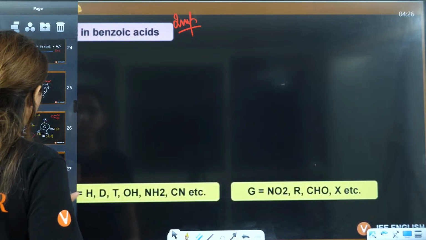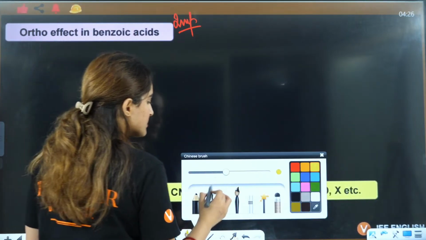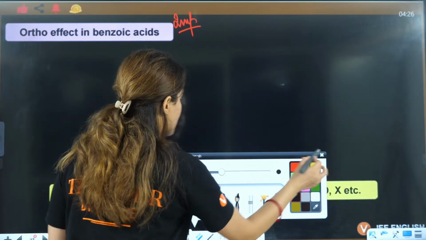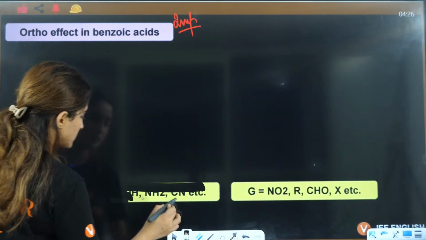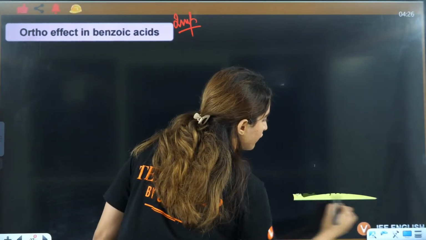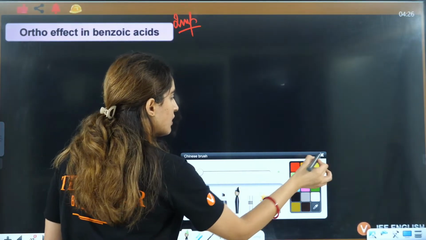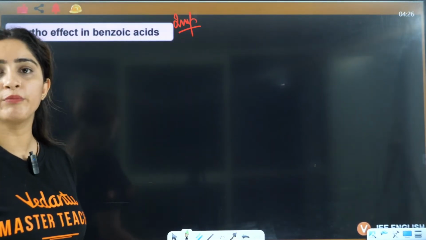Firstly, let's see what exactly is happening here. I'll just remove this. Firstly, we'll see what exactly is happening when you have, and this effect is valid on benzoic acid.